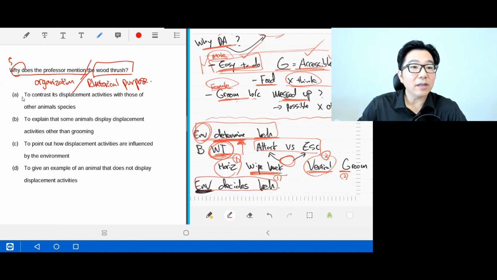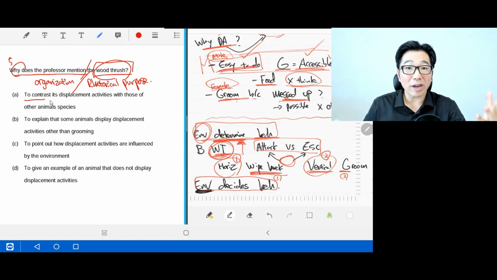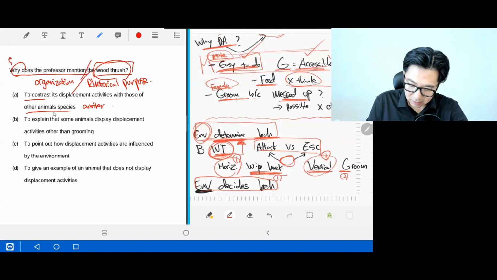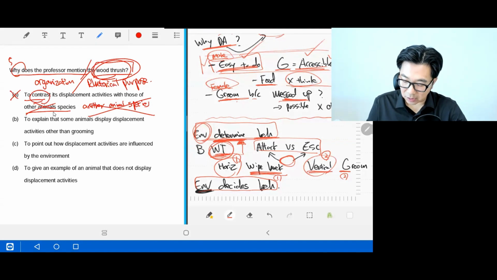Okay. A, to contrast. Yeah, there's no compare and contrast here. It's just one animal doing two different behaviors. So it's already wrong because there's no comparison to be made. But let's read it out. To contrast its displacement activity with those of other animal species. See? All right. So for A to be right, there needs to be another animal species, right? But this never came out. So A is wrong. No contrast, no comparison here.